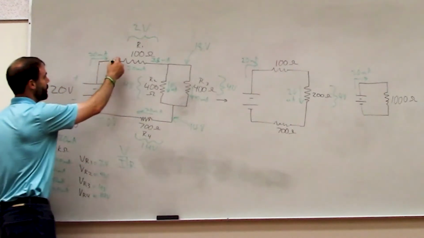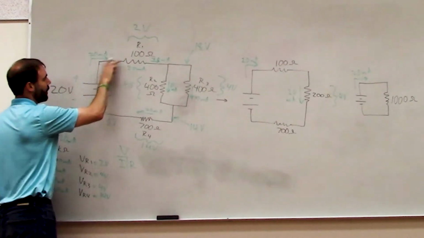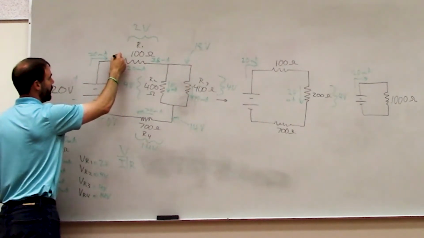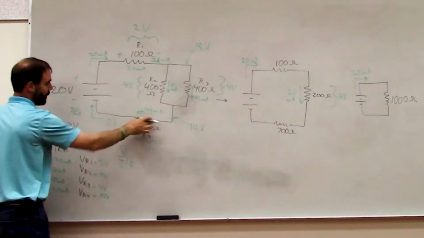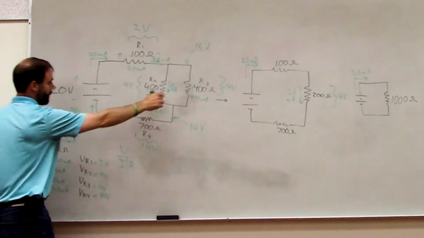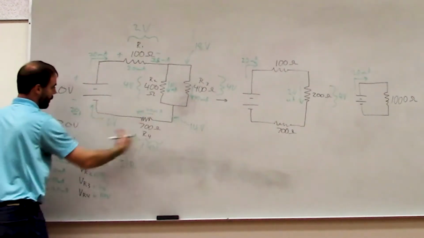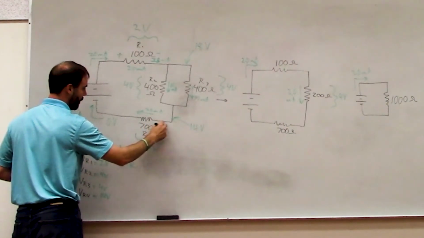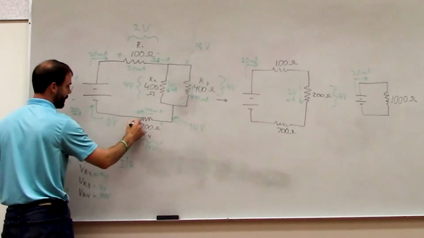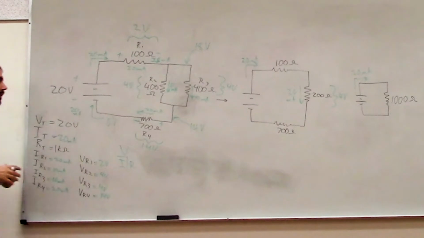So for this particular resistor, the current is flowing left to right, so the left-hand side is more positive than the right-hand side. On this bottom resistor, the current is flowing back this way, so it's flowing right to left. So in this case, the right-hand side is more positive than the left-hand side.